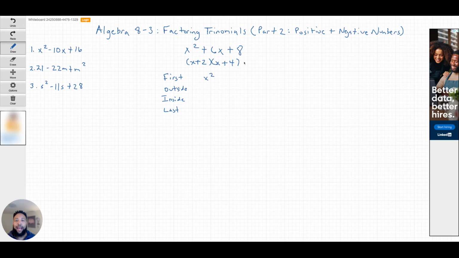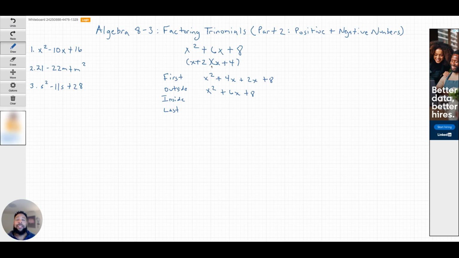Then when we look at the outside of the parentheses, we have x and 4. So x times 4 is 4x. Then when we look at inside, we have 2 and x, plus 2x. And then when we look at the last, we have 2 times 4, that's 8. When we combine like terms, we have x squared plus 4x and 2x. That gives us 6x plus 8. So we get back to our original problem.